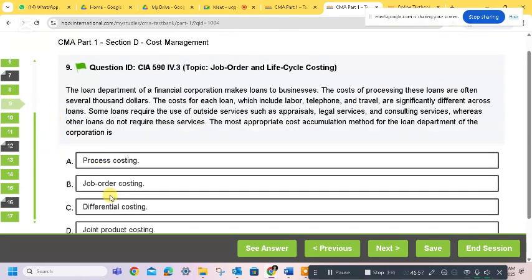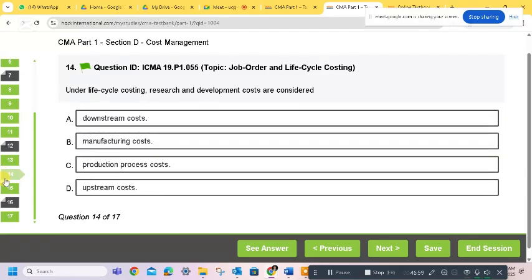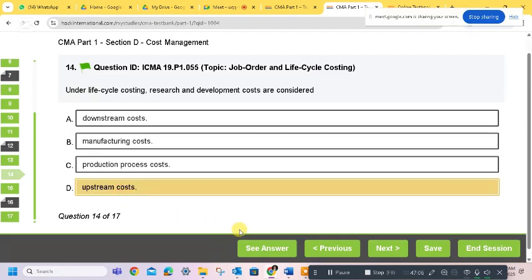So for all these questions, the answer is going to be job order costing, right? So no point of reading it. Under life cycle costing, research and development costs are upstream costs. Upstream cost.